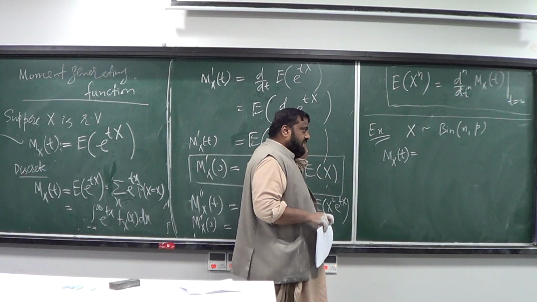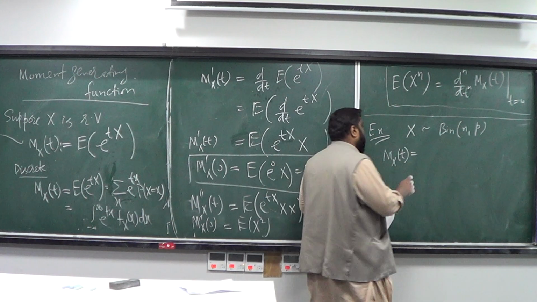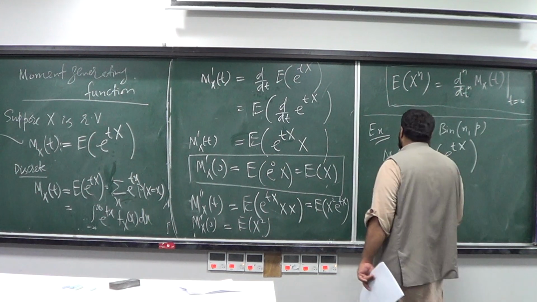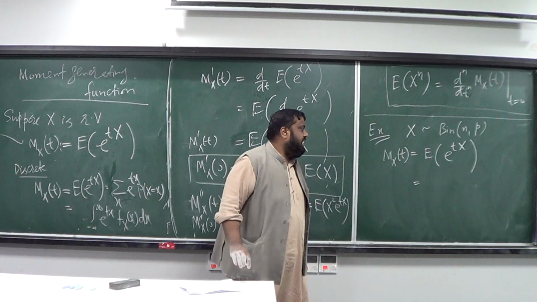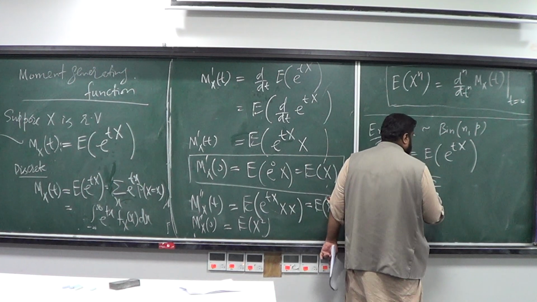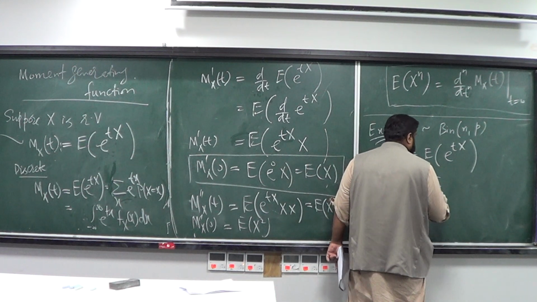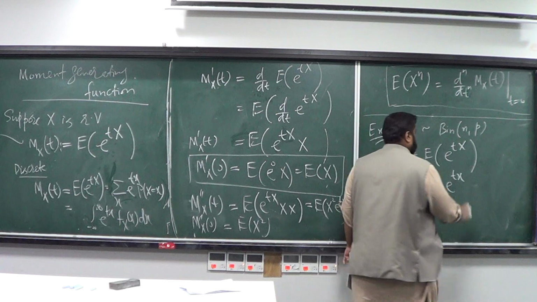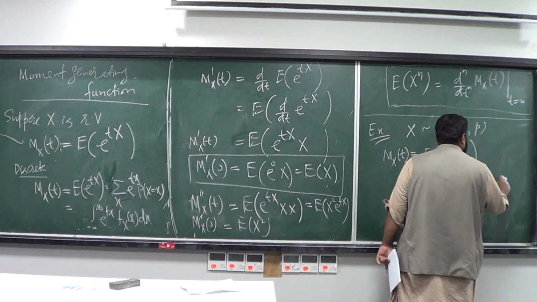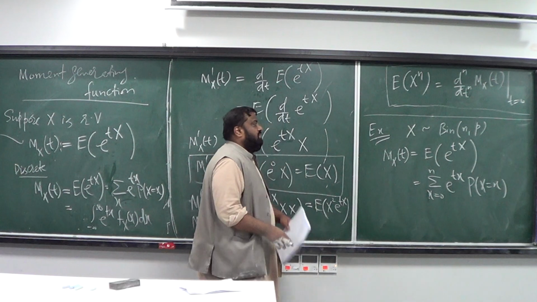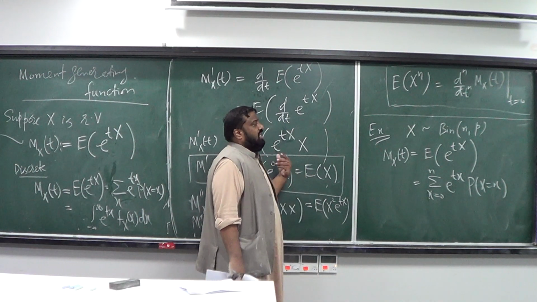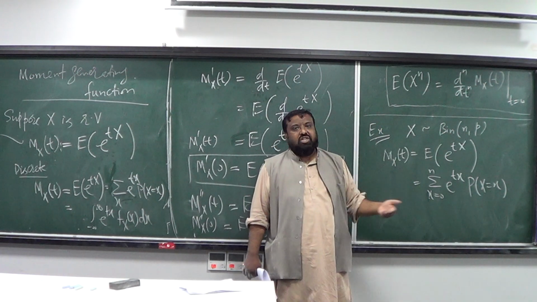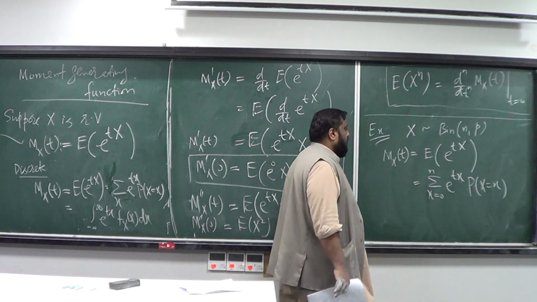Okay, the answer is that yes, you can calculate it easily. For that, we need to compute the expectation of e to the tX. If X is a binomially distributed random variable, this is going to be equal to the sum over x equal to 0 to n of e to the tx multiplied by the probability that X is x. You can assume that X represents the number of successes in n trials, where in each trial the probability of success is p.